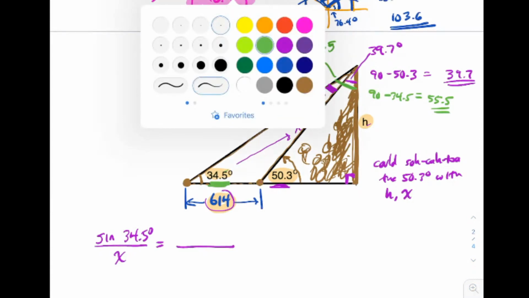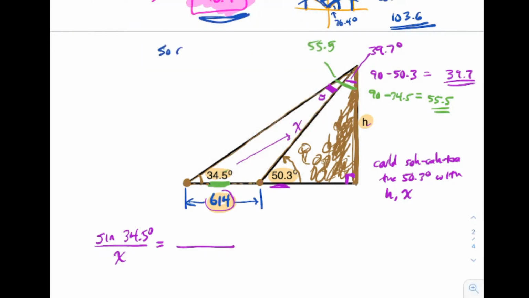So I'm going to do this maybe in a different color. So theta is 55.5 take away 39.7. Is that like 15.8? Gotta make sure I do the math right. 39, 49, 54, 55. Yep. So this theta here, I can now write this down. 15.8 degrees right there.